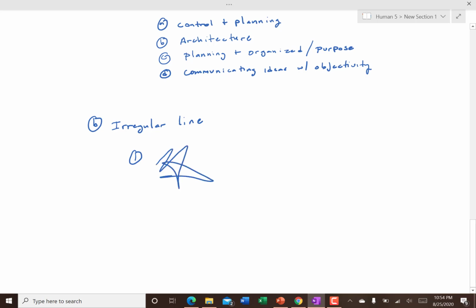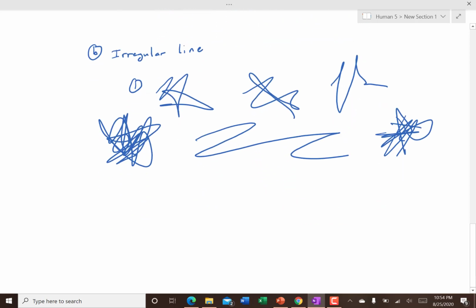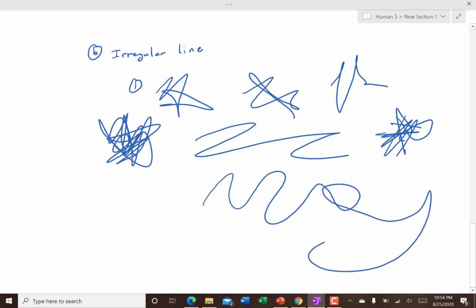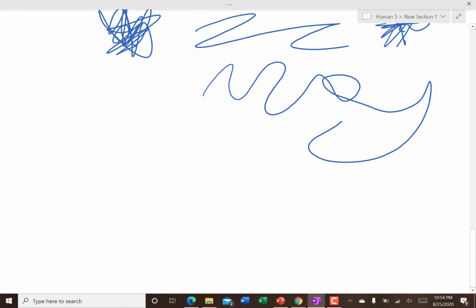Those are irregular lines, right? Anything that is like that. So what's the difference, right, between this, if we go back up for a second, or here, we'll go with the zigzag here. What's the difference between the zigzag and this?